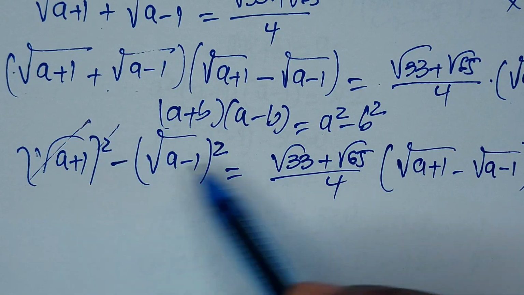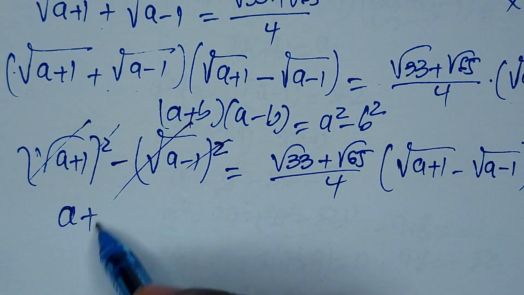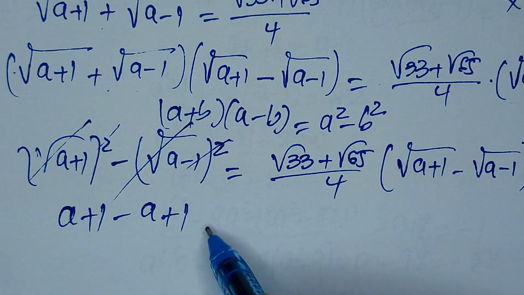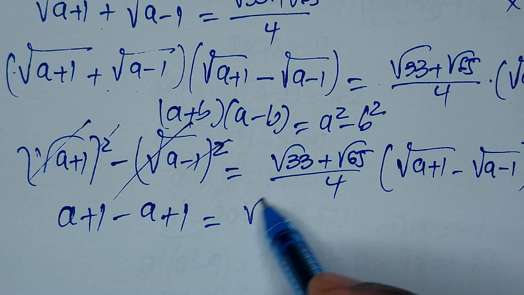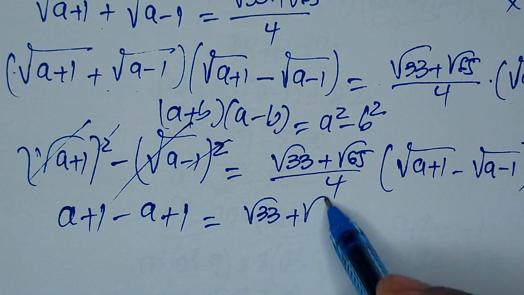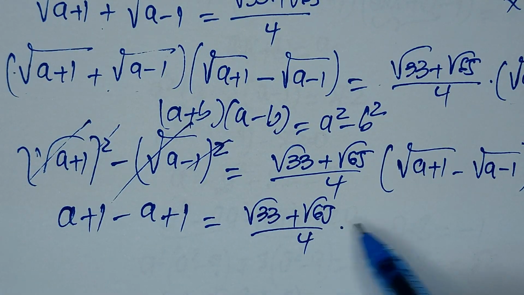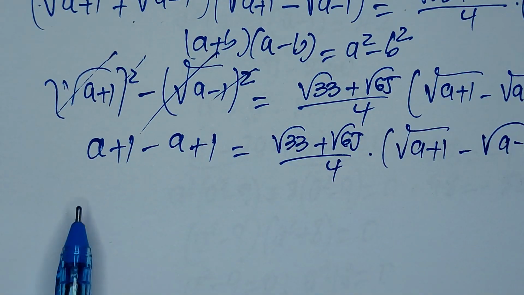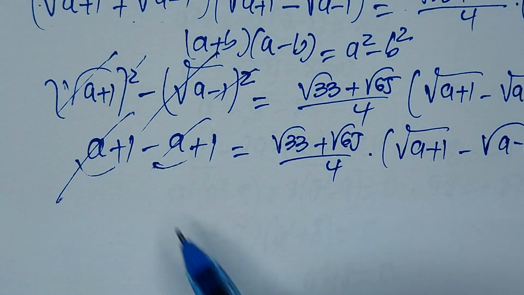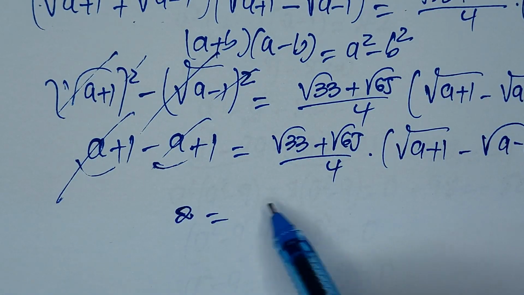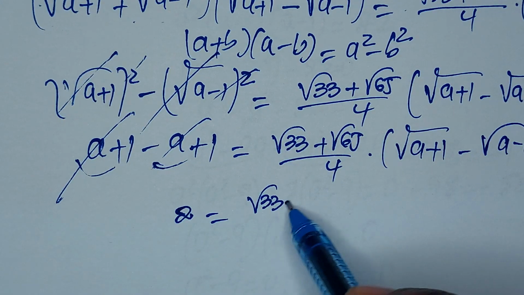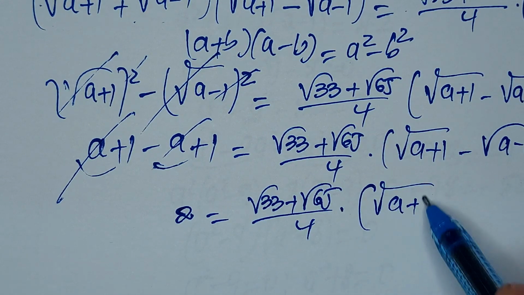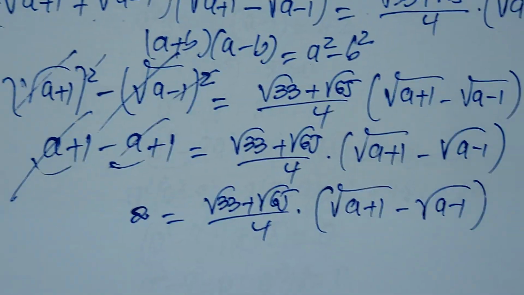So now we can cancel this and this. We're going to have here a plus 1 minus a times plus 1, which is going to be 2, equal to square root of 33 plus square root of 65, divided by 4, and this will multiply square root of a plus 1 minus square root of a minus 1 here.